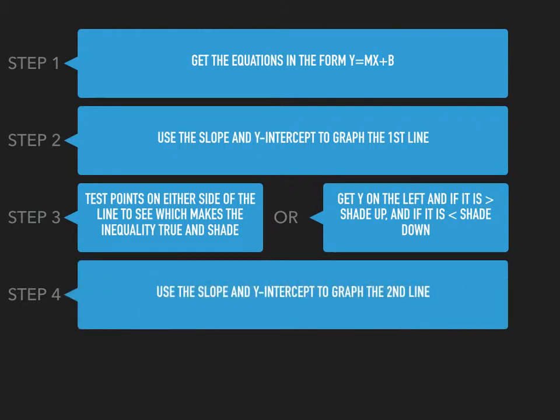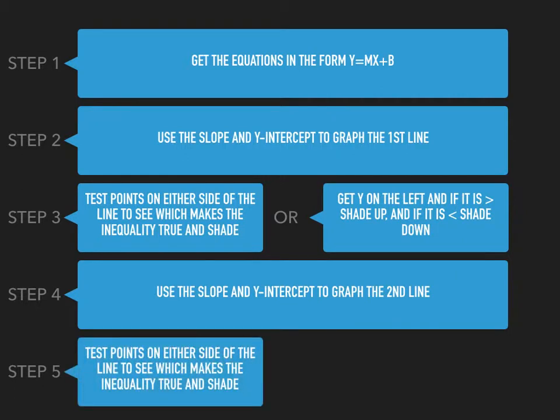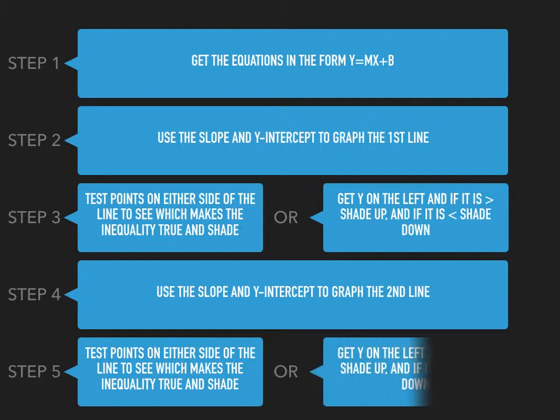Step 4, use the slope and y-intercept to graph the second line. Step 5, test the points on either side of the line to see which makes the inequality true and shade, or you can get y on the left, and if it is greater than, shade up, and if it is less than, shade down.